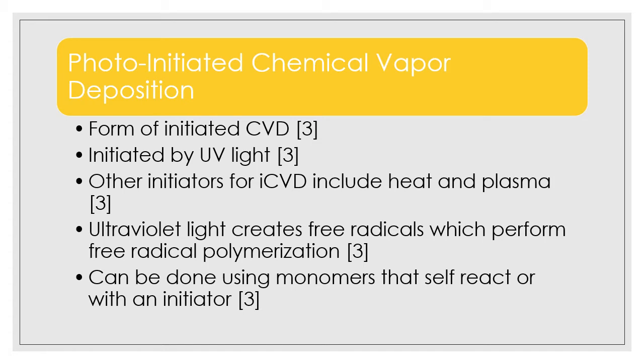Photo-initiated chemical vapor deposition, which I will be calling PICVD from now on just to save time, is a form of initiated CVD. CVD can be initiated by three things: plasma, heat, or UV light. In PICVD, UV light creates free radicals which perform free radical polymerization. This can be done using a monomer that will react with itself or a monomer that will react with an initiator that reacts with the UV light.